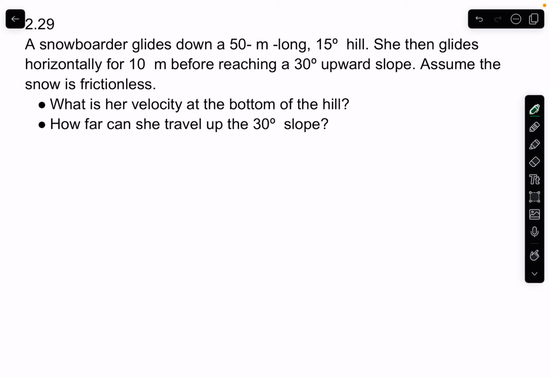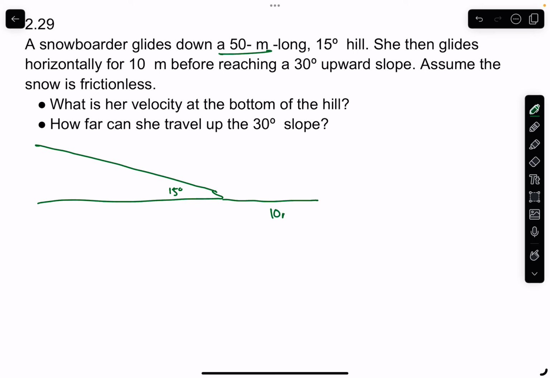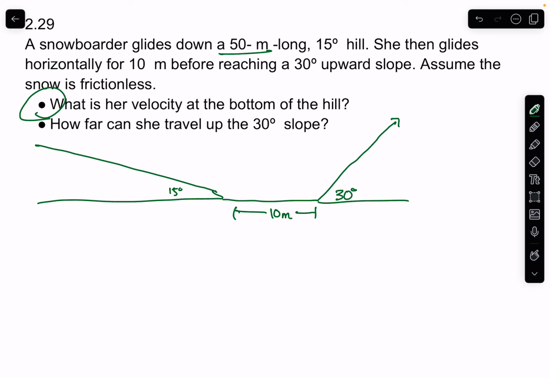All right, on this question, we've got a bit of a complex situation. We've got a snowboarder going down a 15-degree hill. Trying to draw a picture, right? Then they go horizontally for 10 meters. And then they go up a steeper hill that's 30 degrees. And we want to find the velocity at the bottom of the hill, and then how far can they travel up the hill.